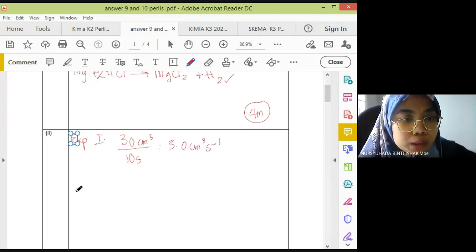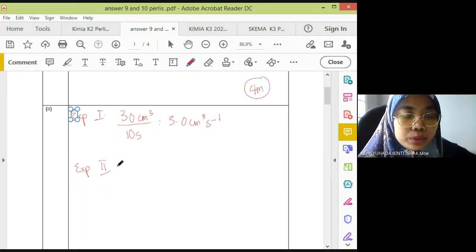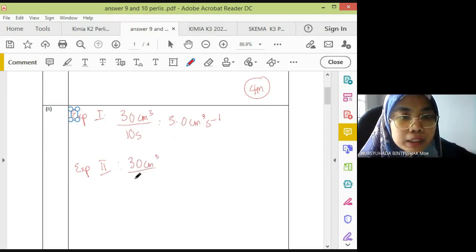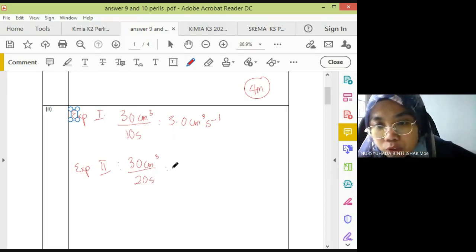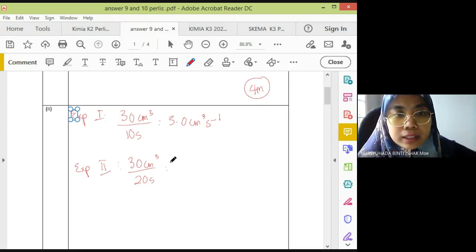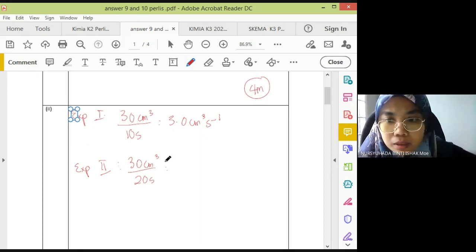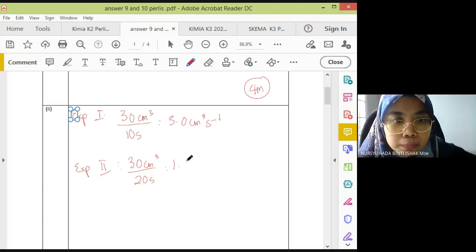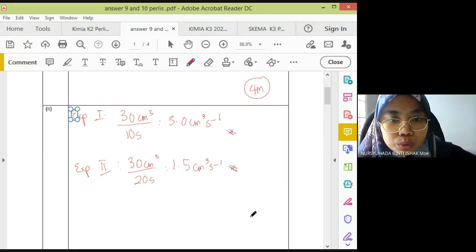Okay, while for experiment 2, same volume of hydrogen gas, 30 cm cube, but the time taken is 20 seconds. So your answer is, okay, betul jawapan tu, betul jawapan Zarik. Okay, so the answer is 1.5 cm cube per second. Okay, so this one brings you 2 mark. Satu markah dekat sini and satu markah for this one.